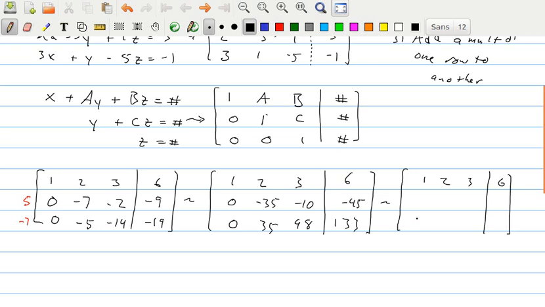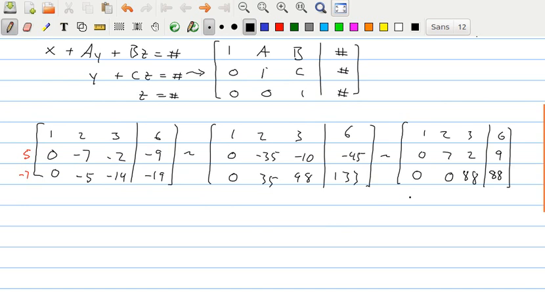The bottom row now becomes 0, 0, because I'm adding these two together, and then negative 10 plus 98 is 88. And then if we add this negative 45 to the 133, we get 88. Now, these are kind of ugly, but what we can do is multiply this row by negative 1/5 to get rid of all those negative signs and to reduce things down a little bit. This becomes 0, 7, 2, 9. Okay, now we're making some headway.